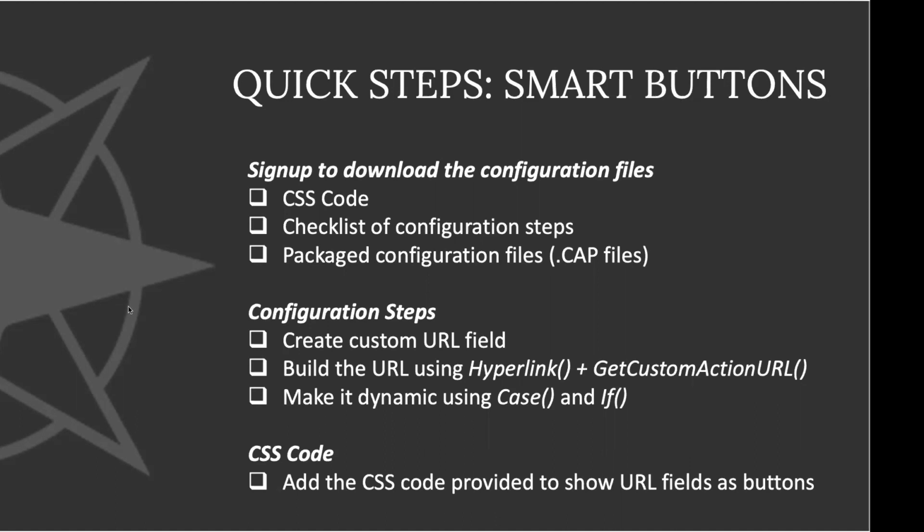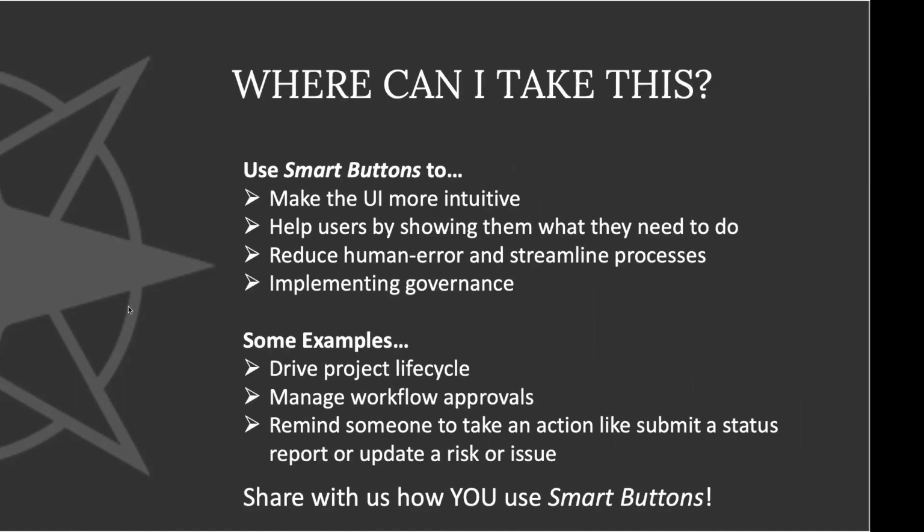Now, where else can you take this? Well, you can do a lot of things. You can make, most importantly, your user interface more intuitive. You can help users use the system better by showing them what they need to do by displaying a button or hiding it or showing on the button the action that needs to be performed. This reduces human errors and streamlines processes by making the whole thing more intuitive. It also is a great way to start implementing some project governance.